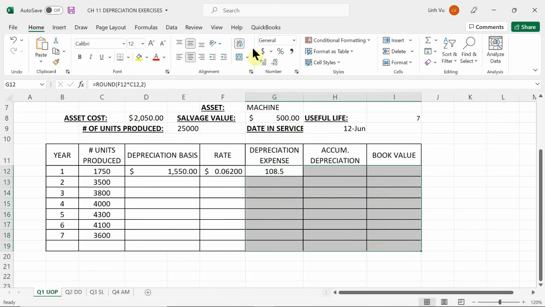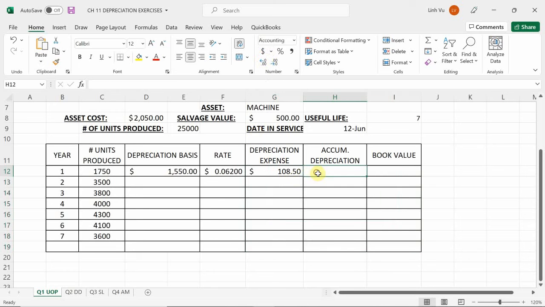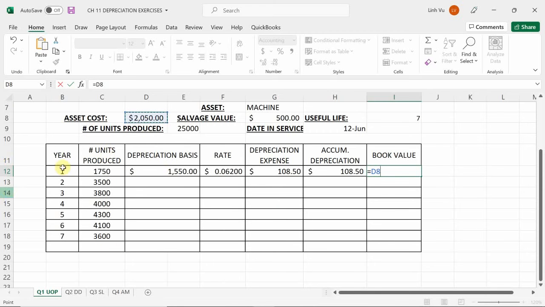So then that's going to bring my accumulated depreciation to be the same because it's the first year. So then what's my total book value going to be? It's your cost of asset minus accumulated depreciation. Correct. So what's my cost of asset? 2050. Yes. We're not going to do the depreciation basis. It's going to be the total asset cost minus accumulated depreciation, which gives me 1941.50. Good. Okay. So let's go ahead and solve for year 2.